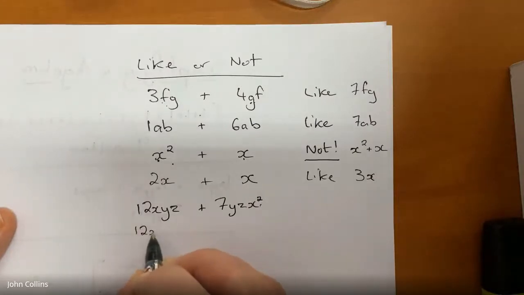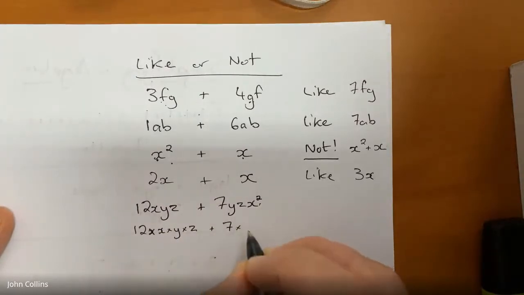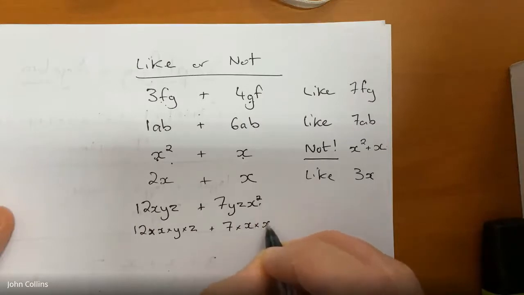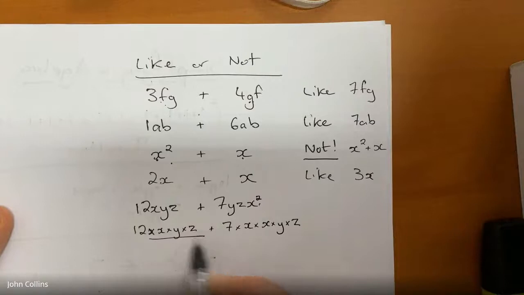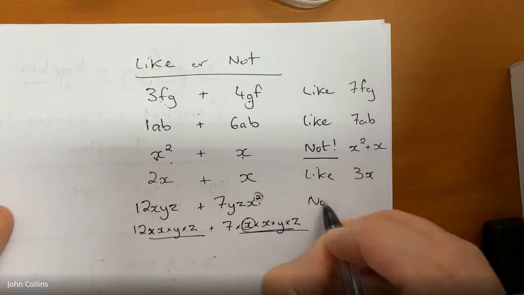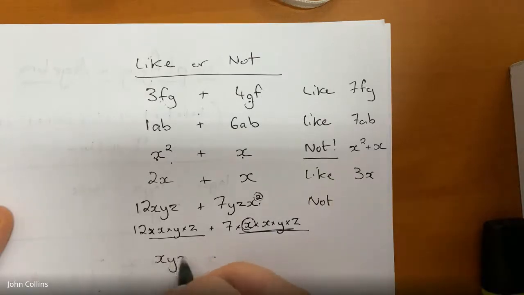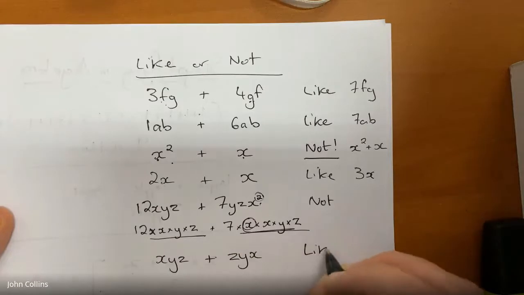Because 12xyz is 12 times x times y times z. And this is 7 times, well, I could put x times y times z. Now these would have to match perfectly. And of course, there's an extra x here that's not here. Okay. xyz and zyx are the same, but because I put this little squared here, they're not the same. So xyz can be added to zyx. That's okay. They are like.